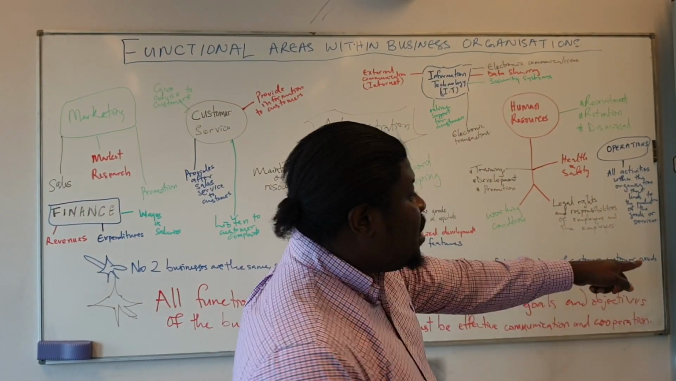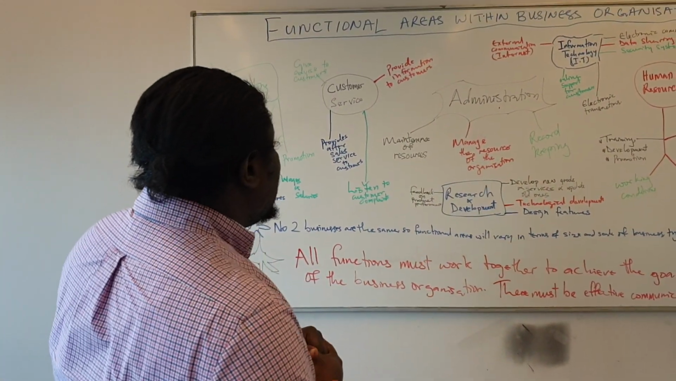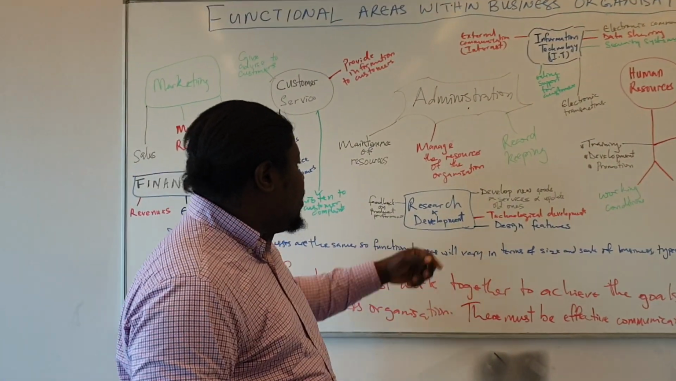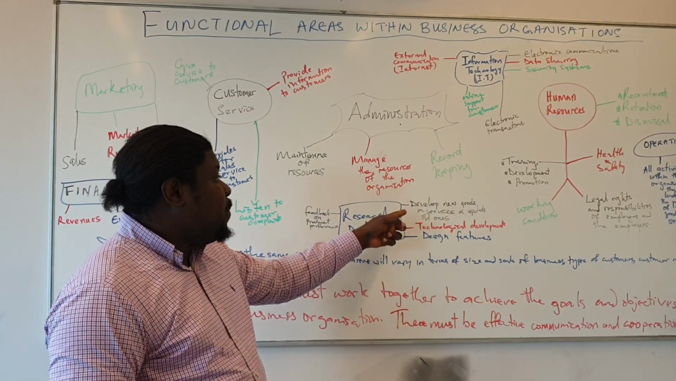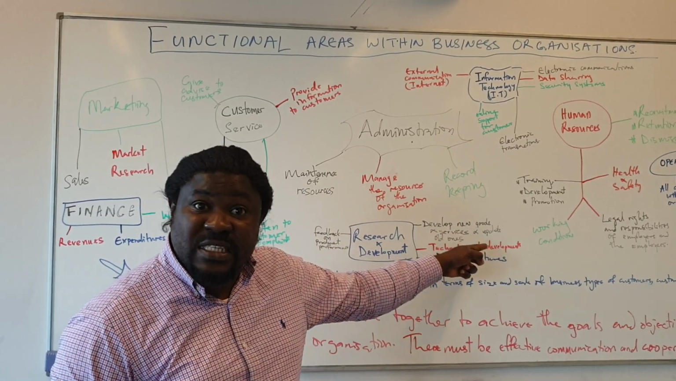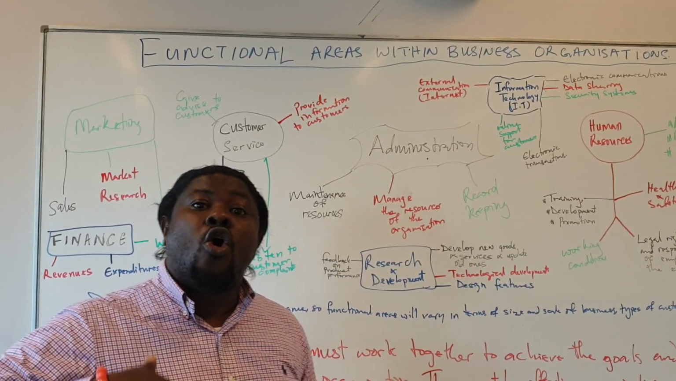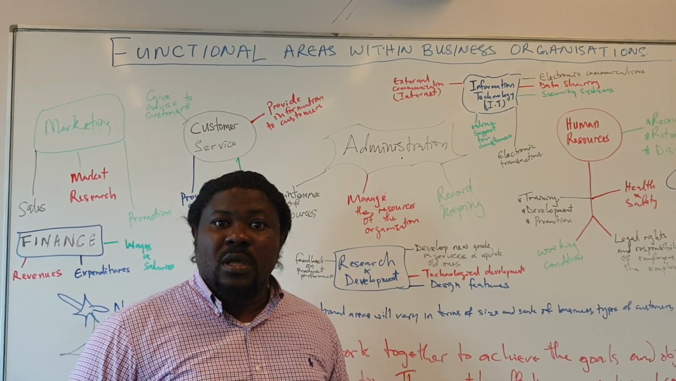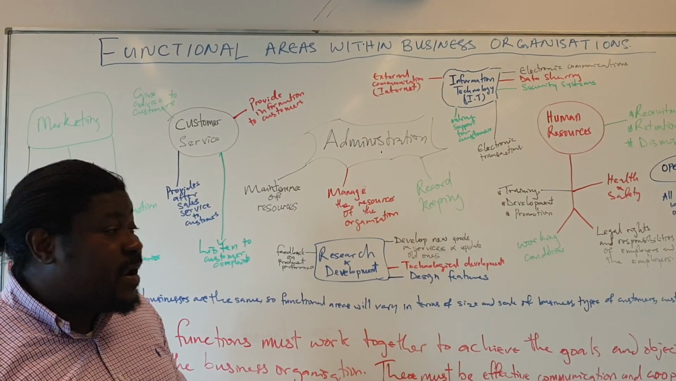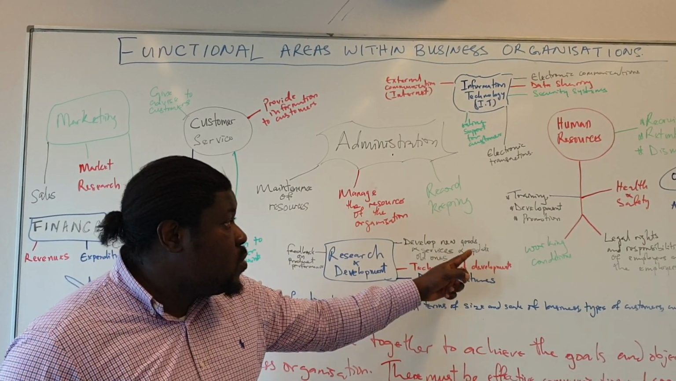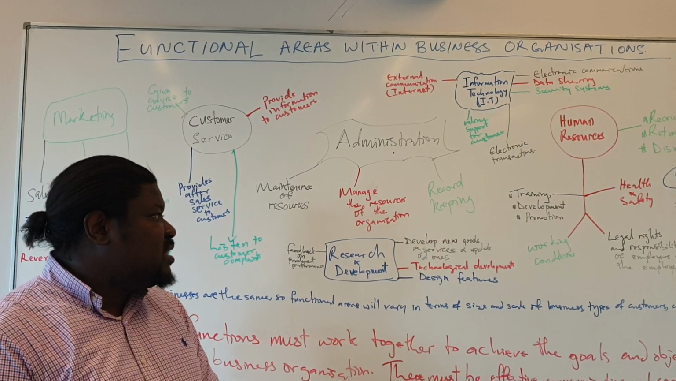Let's talk about the research and development department. Where do we have that on the board? Research and development. Here we go. The research and development department is the department that develops new goods and services, and they update the old goods and services. So the R&D department develops new goods and services and updates old goods and services.